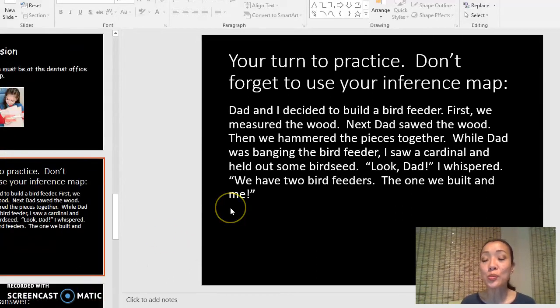Okay, your turn to practice. Don't forget to use your inference map. Here's a little story that I want you to go ahead and read, and then try on your own. Use an inference map with 3 clues, and then draw a conclusion. Don't look at the answer yet.